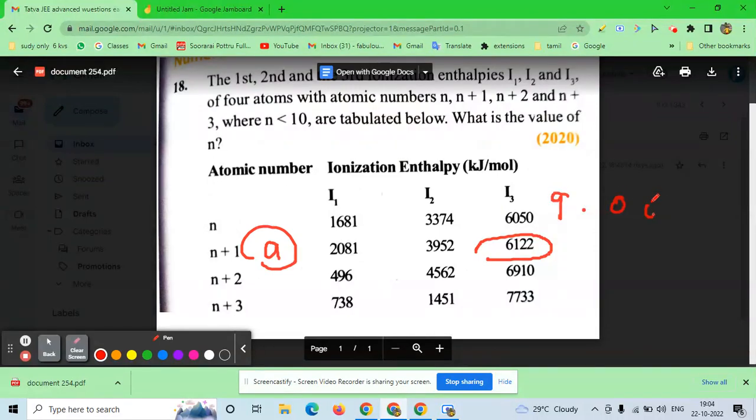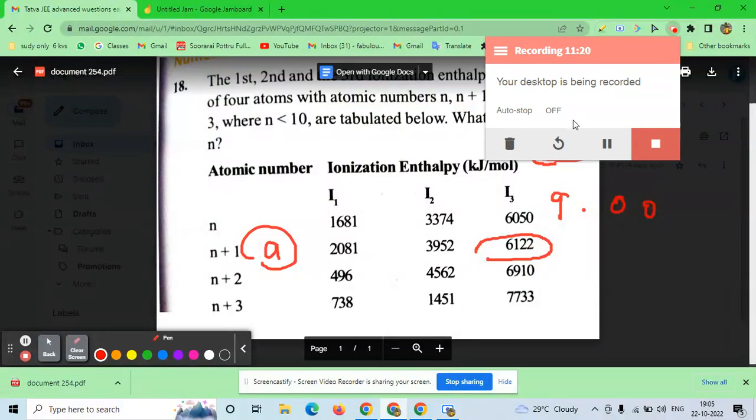9.00. Can you now understand how simple the question was? It was asked in JEE Mains 2020, the luckiest batch ever. Okay, thank you. I hope the question was easy and you could understand.